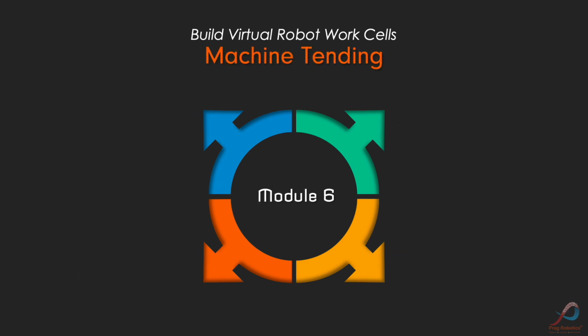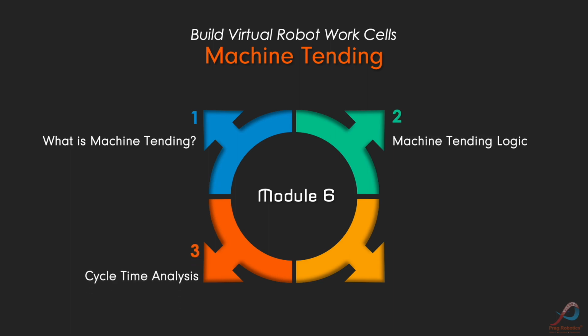Coming to the sixth module, machine tending operation. We will understand the definition and the requirements of machine tending process. We will try to understand the logic behind machine tending operation. Then we will build a robot work cell that performs the machine tending process. Finally, we will try to understand what is cycle time and how is it significant in a manufacturing process.